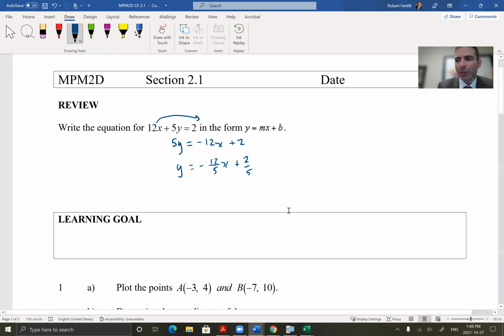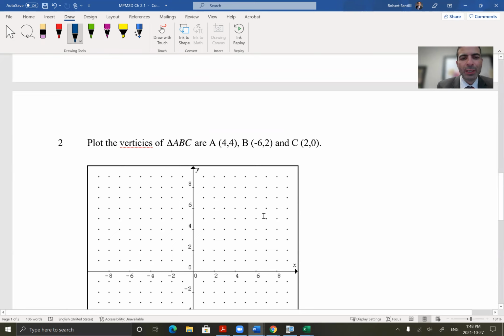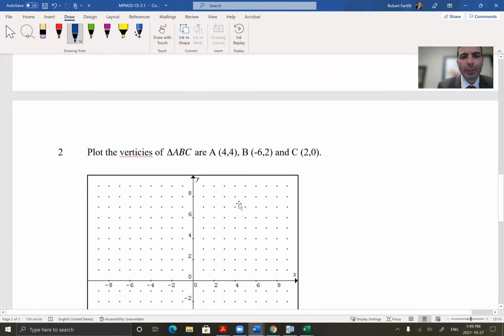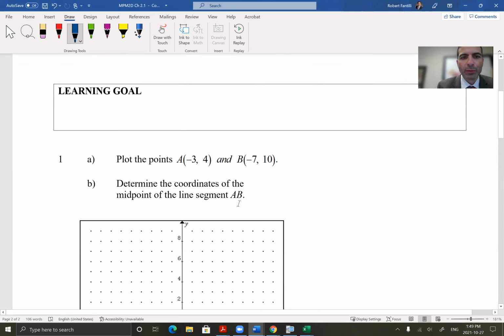Okay. The learning goal for today is actually kind of hiding at the bottom. It's really the checklist. At the end of this, can you calculate a midpoint? Can you find the equation of the median from a vertex? I can determine the equation of a right bisector. So those are our learning goals, and we'll break down the terminology as we encounter these questions.